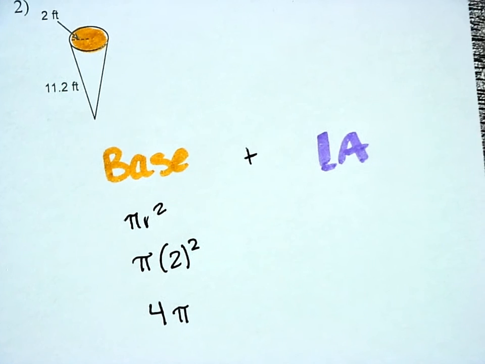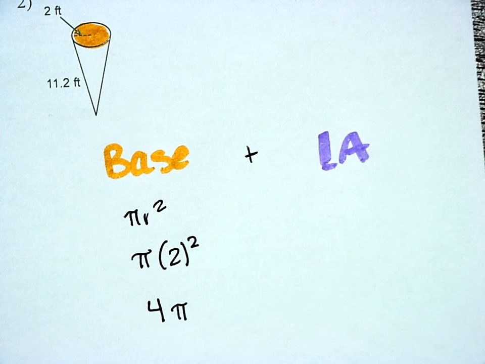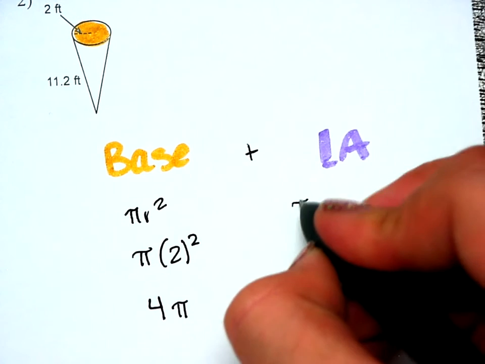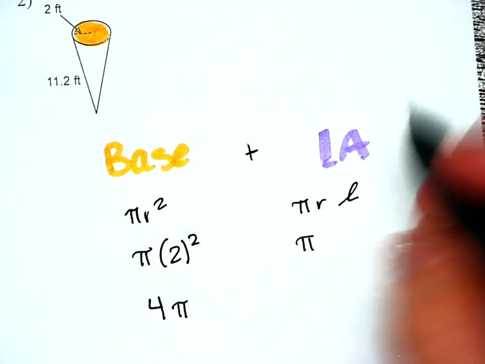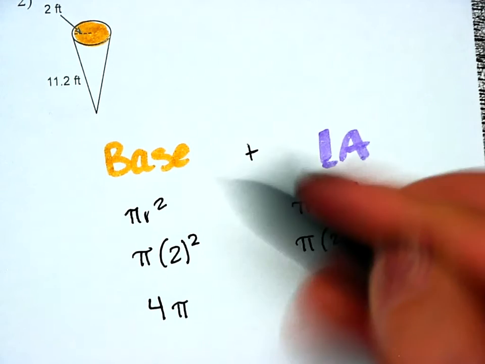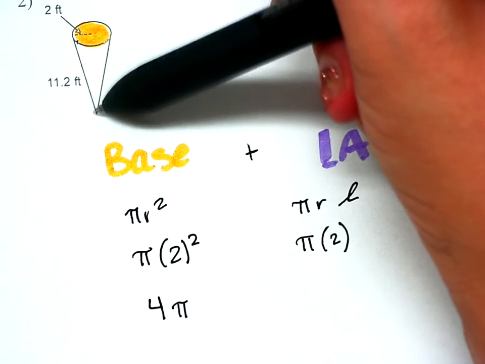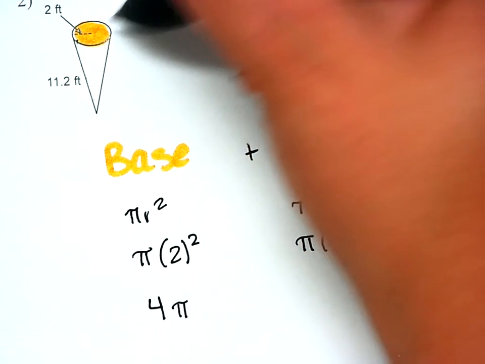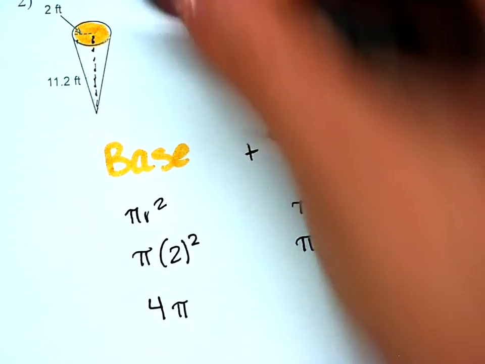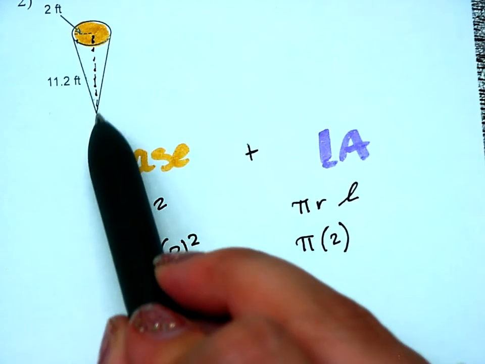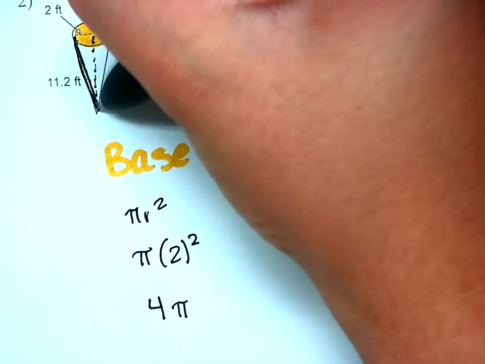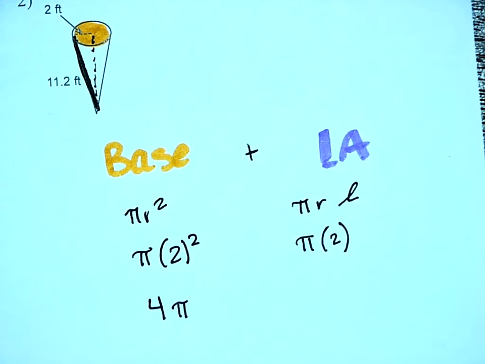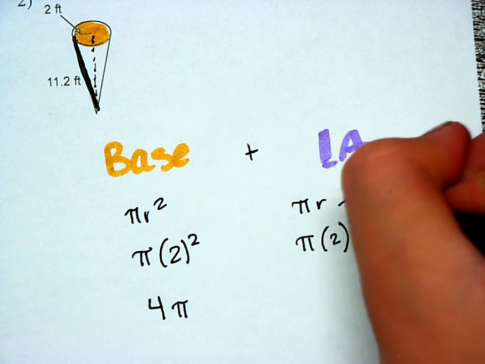Okay, and then my lateral area, here's the tricky one. So it's pi r slant height. So pi and r, that's pi and 2. And then my slant height is this length right here. So notice it's not the height of the cone. That would be this right here, that would be this dotted line. It's the length along the edge of the cone. So all along here, that's the slant height. So that's 11.2 in this problem.